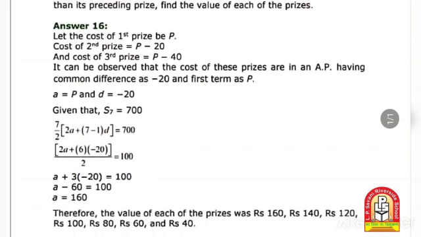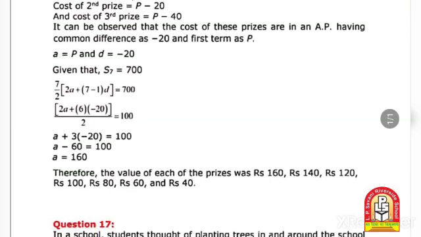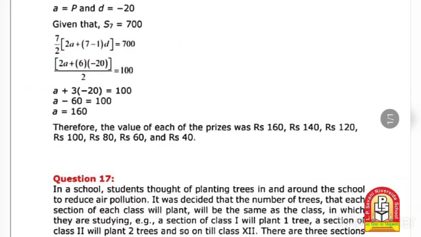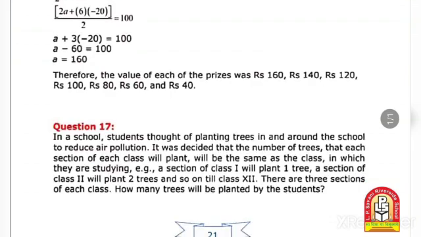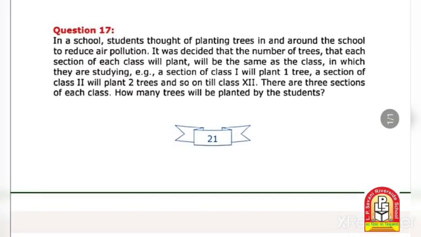So a plus 3 into bracket minus 20 is equal to 100. So a minus 60 is equal to 100. So a is equal to 160. Therefore the values of each of the prizes are rupees 160, 140, 120, 100, 80, 60 and 40 respectively. In this way you can find the value of the prizes.